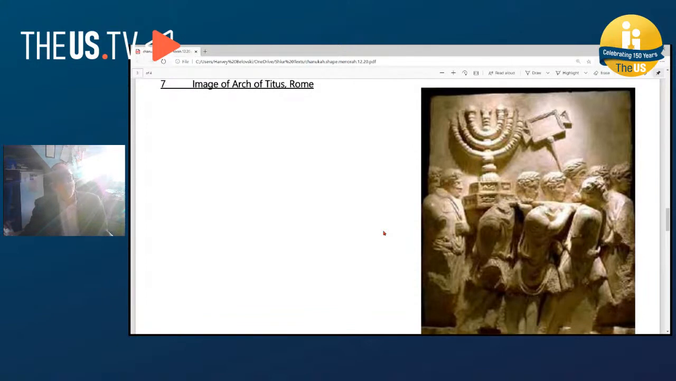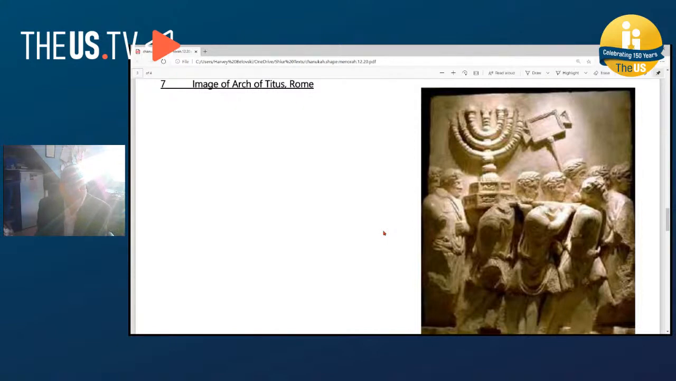This is an image from the triumphal Arch of Titus, which was built to celebrate the destruction of Jerusalem, the sacking of Jerusalem by the Romans under the reign of Titus, around the year 70 AD. And the menorah is depicted with round arms. Of course, this is a detail. Many of you may have seen it. I must say, on my own trip to Rome, which was very brief, I did not get a chance to see it. I've never actually been there.